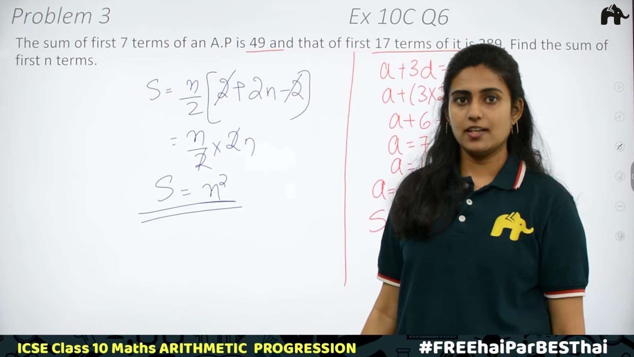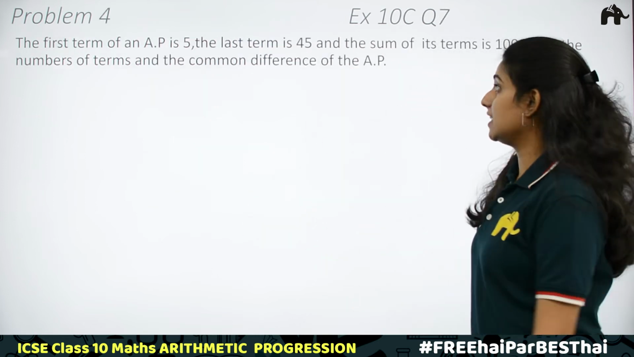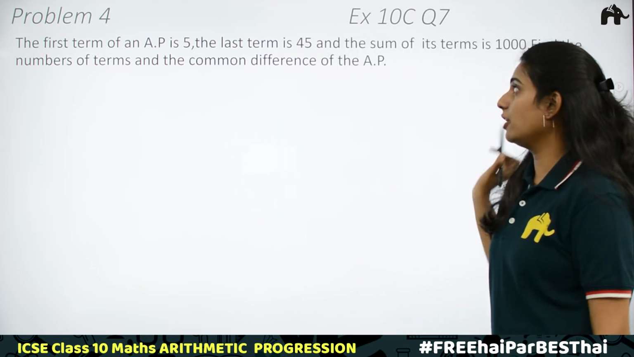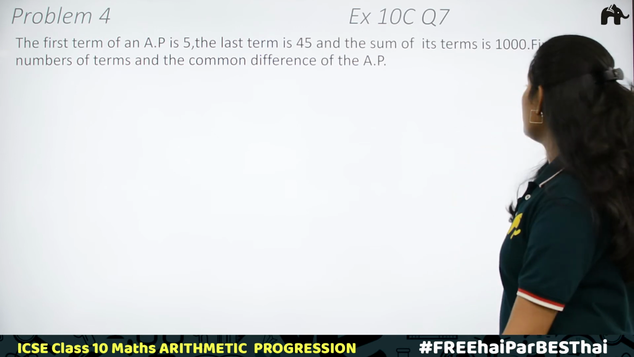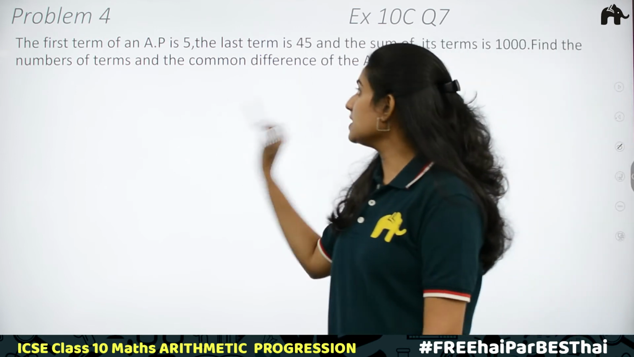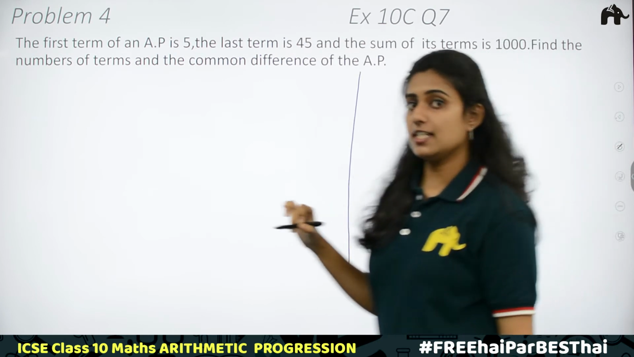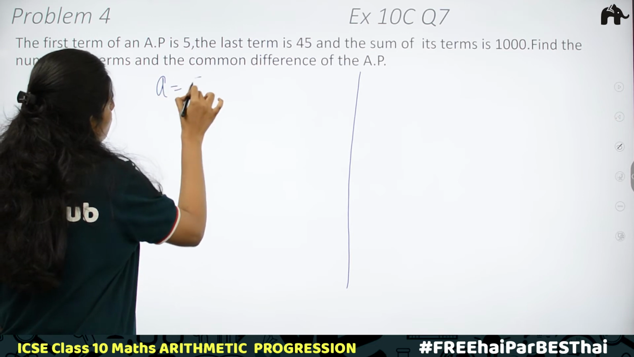The sum of n terms of this AP where a is equal to 1 and d is equal to 2 is n square. Clear? Next, problem 4, question 7 of exercise 10C. The first term of an AP is 5 and the last term is 45 and the sum of its terms is 1000. Find the number of terms and the common difference. Here, what are the given quantities? The first term of an AP is given, which is 5. a is equal to 5.